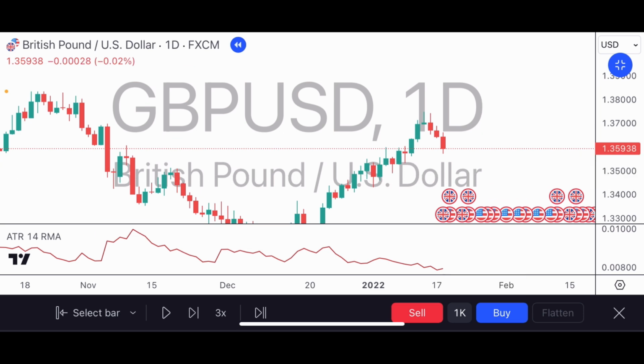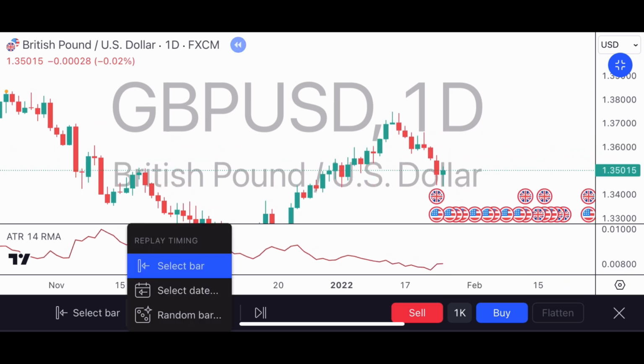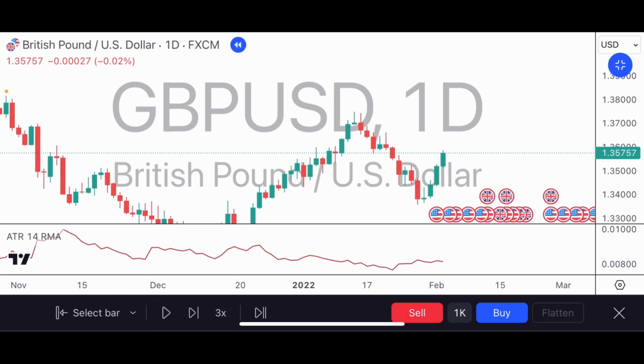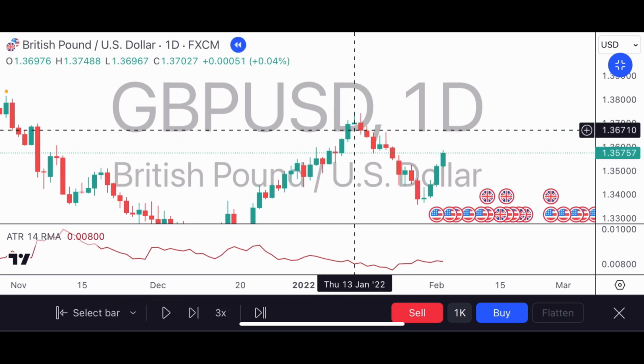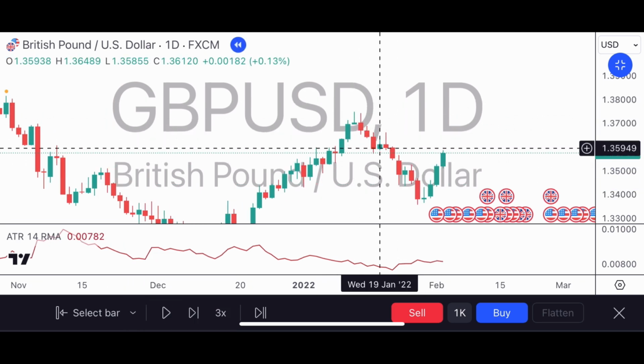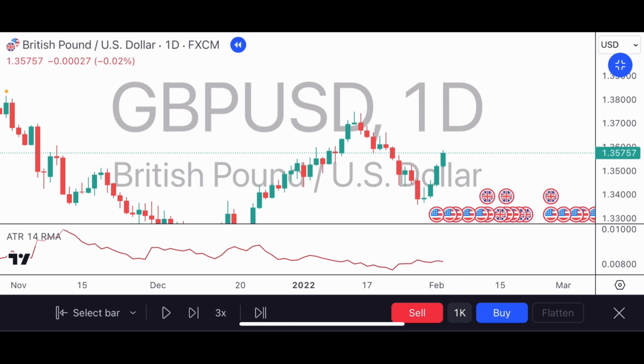So let's see how this plays out. And we have our move pretty much. It didn't even bother going to the SL, just went straight for the TP, which is what we like to see.